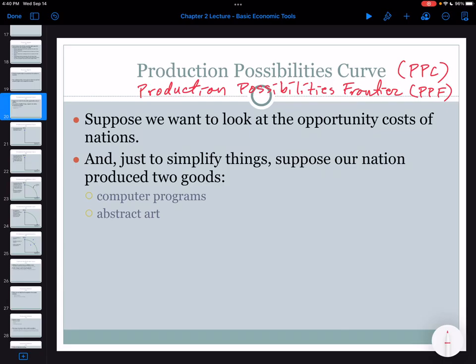All right. So to do this, we're going to simplify things down. We're going to pretend this is our country, our nation, and we produce two goods. We do one, we write code. We make computer programs, apps, things like that. Or two, we can do abstract art. But again, we're workers. We have limited time in the day, so we can't do both. We can either code or we can use our time to do art or some combination of the two. But either way, we've got to make trade-offs here.